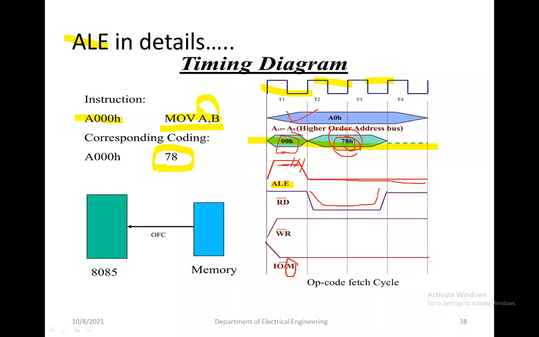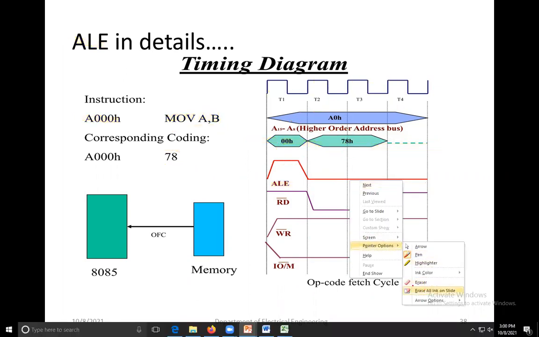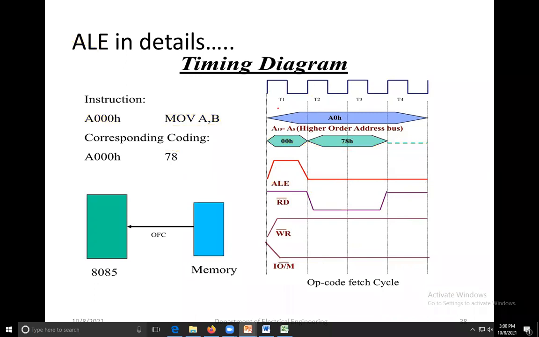Here we are working with the memory. Understood? Your IO/memory signal should be low, your read should be low, your write should be high. For the first T state, ALE should be high so you can read the 16-bit address. For the next cycle, the read pin should be low to read the data, and all the functions are done using memory.